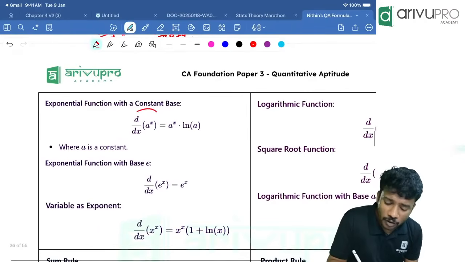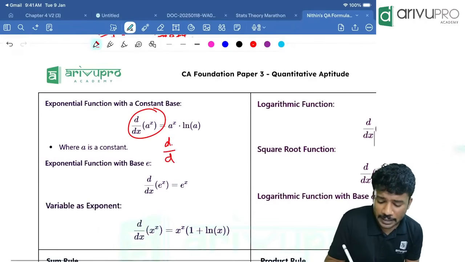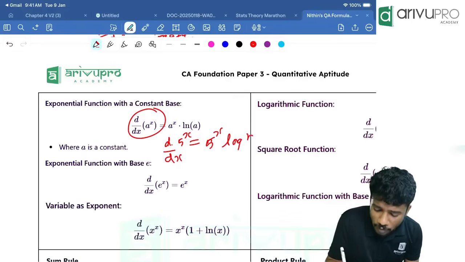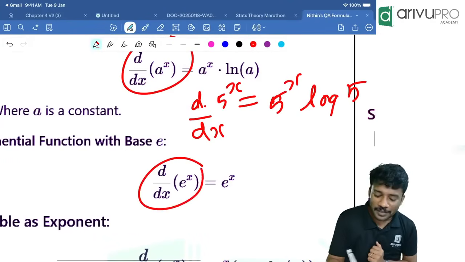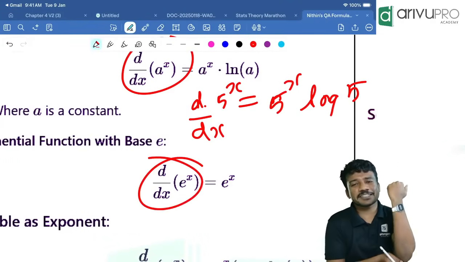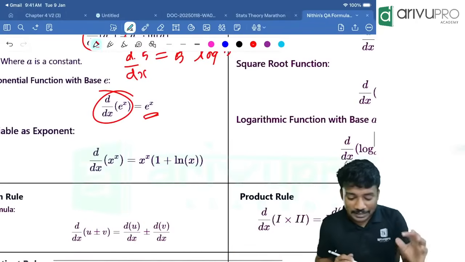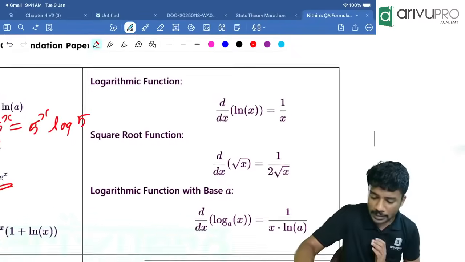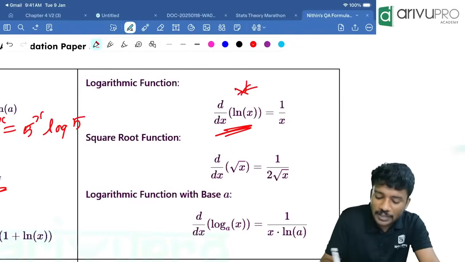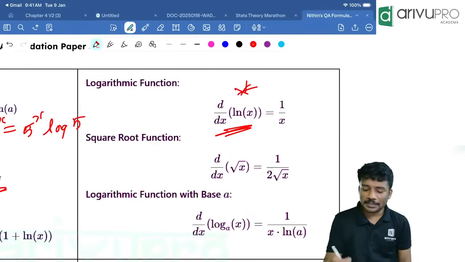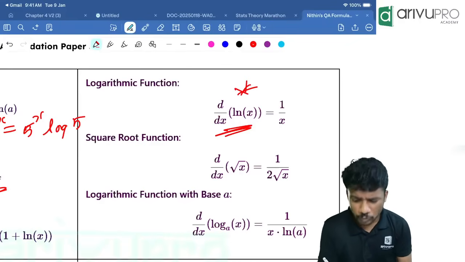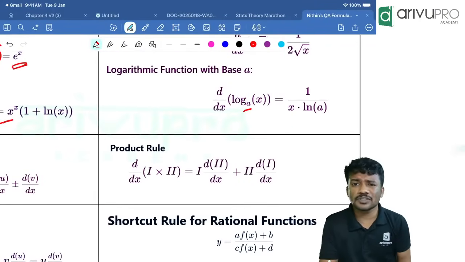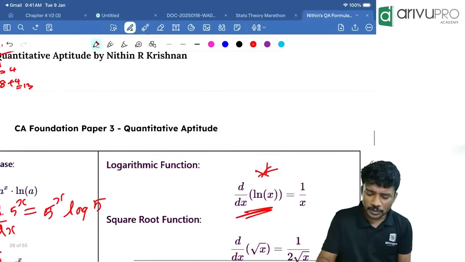Then what is the derivative of a raised to x? For example, d by dx of 5 raised to x can be written as 5 raised to x into log 5. Then what is the derivative of e raised to x? It is nothing but e raised to x itself. Then people, what is the derivative of x raised to x? x raised to x into 1 plus log x. Then most important one, derivative of log x is what? 1 by x. Then derivative of root x is nothing but 1 by 2 root x. Then derivative of log x to the base a is what? 1 by x into log a. This is not much important. This one is more important.